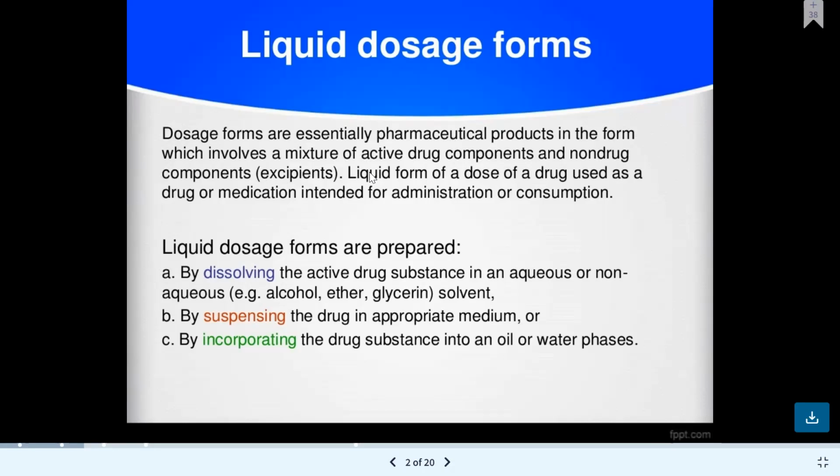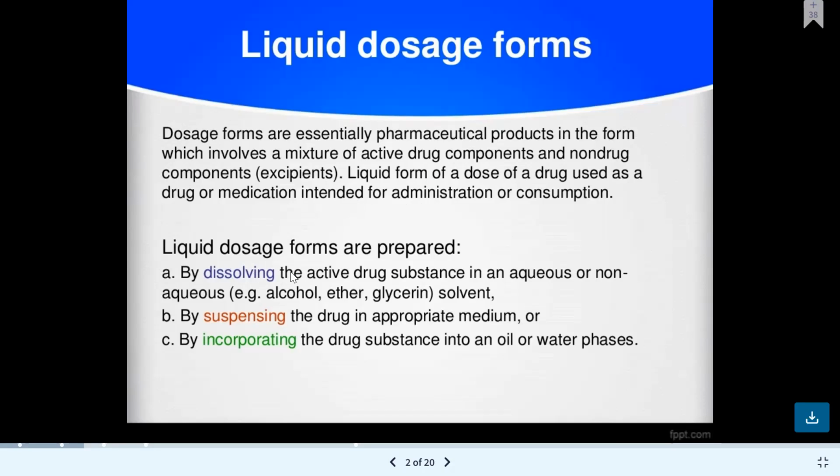Second, it mentions the liquid form of a dose of a drug used as a drug or medication intended for administration or consumption. So how does the pharmaceutical industry form the liquid form of a dose? The purpose behind this is to increase the administration or consumption of drugs or medications. This is the purpose of forming the liquid dosage form.